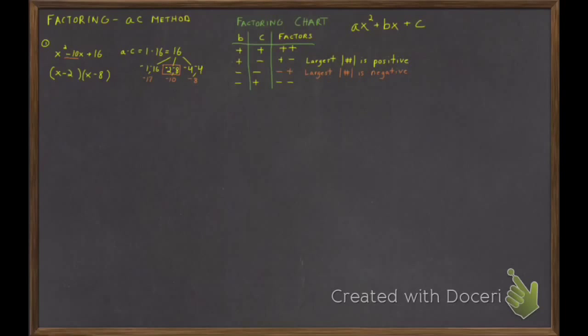Now, we can always use FOIL or the double distribution method to turn this binomial back into a trinomial. And we can do that right now. So let me box this as our final answer. But then we will FOIL to see if it's truly an answer. So this is our check. So I'm going to put check down here.